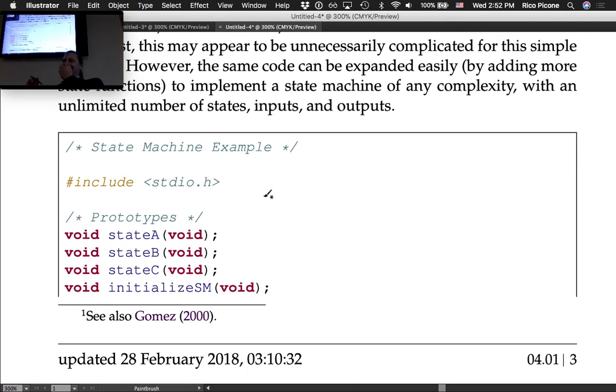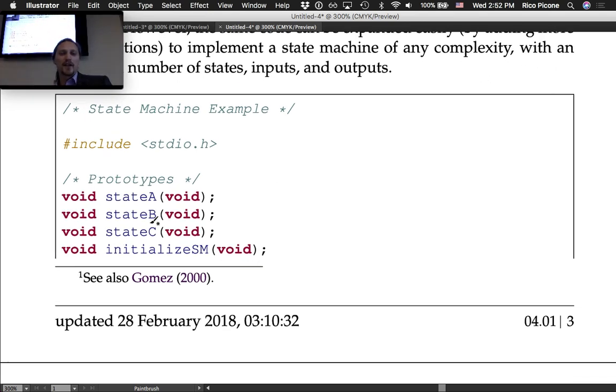So, let's look at this code. State machine example. Here are some prototypes. We're going to have some functions here: state A, state B, and state C, and another function, initialize.